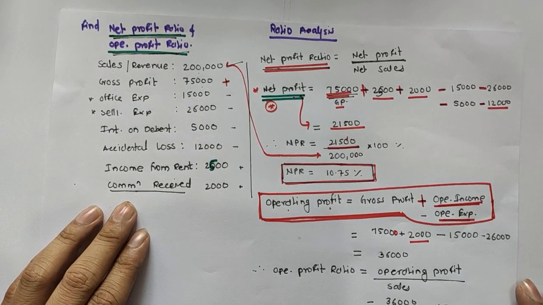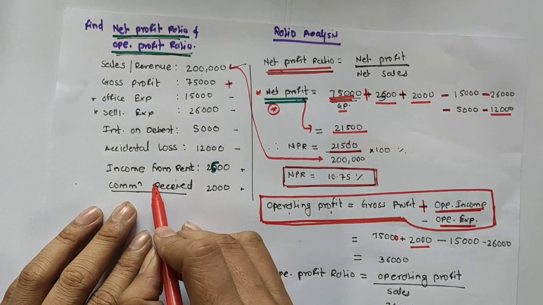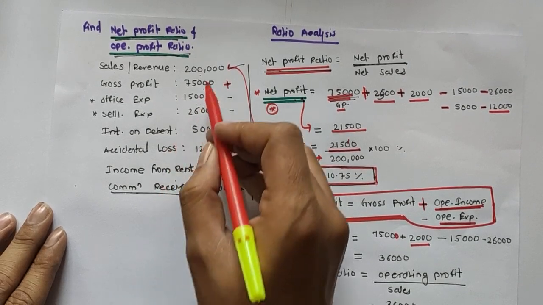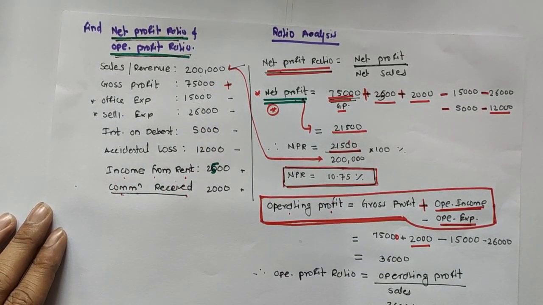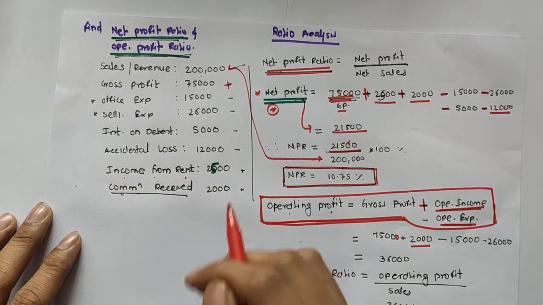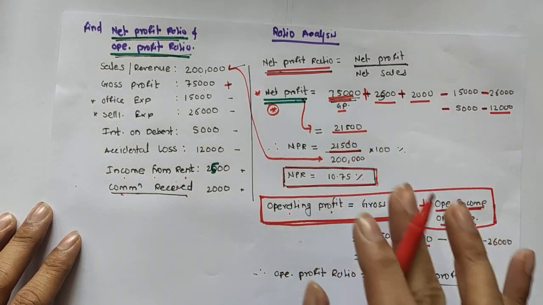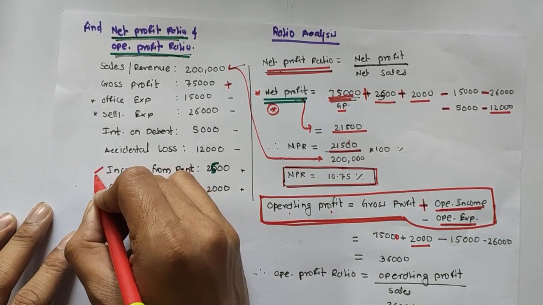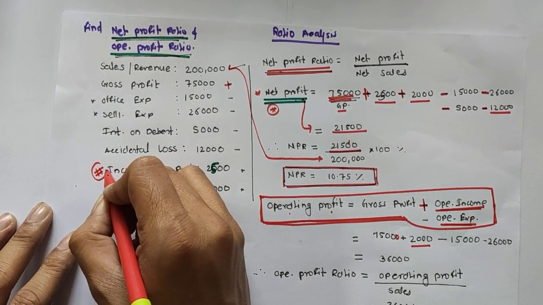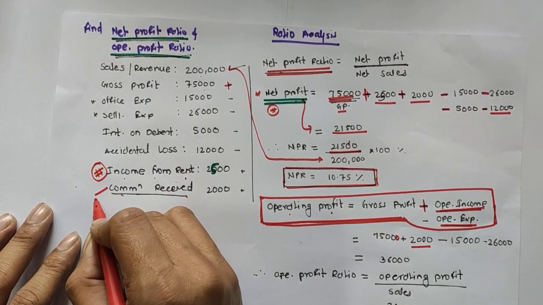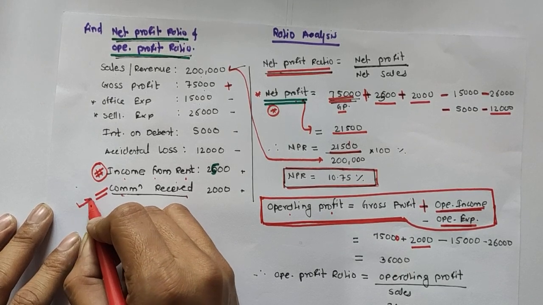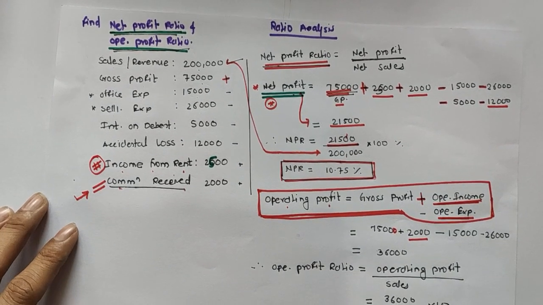See here, friends, very important. There are two incomes here: income from rent and commission received. So friends, see here, which you have to add. Very important: the income from rent is never calculated under the operating profit. No, only the commission received comes under the operating profit. Why, friend? How to remember?